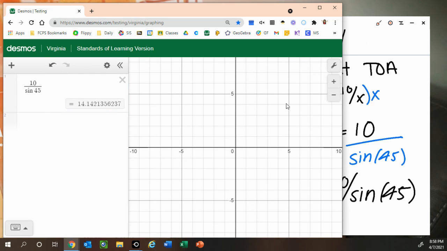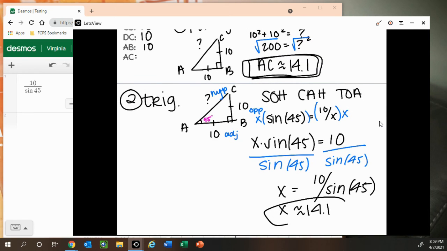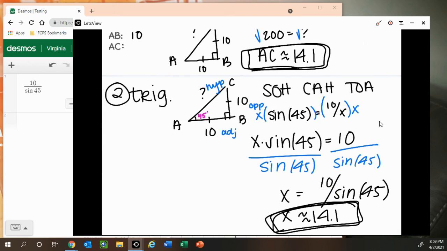That gives us 14.1 approximately. 14.1. Whew, shocker. Totally mind-blowing. Did not see that coming. They match. So like I said, you can use either way you want, whatever method speaks to you, whichever your heart desires. I'm happy with either. I personally think the Pythagorean theorem might be a little easier, but this is just another way that we can use trig. All right.